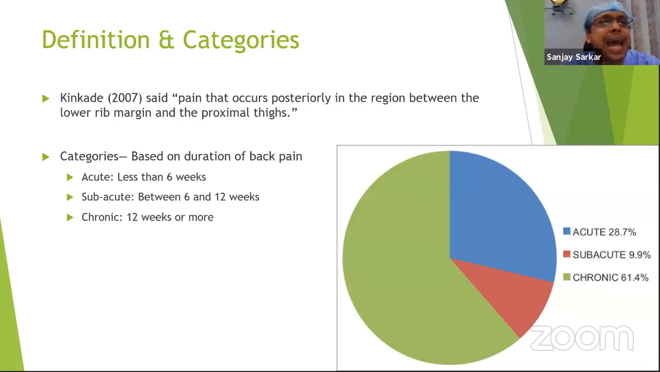All right, definition and categories. Now, you can find a bunch of low back pain definitions, but this just caught my eye. Pain that occurs posteriorly in the region between the lower rib margin and proximal thigh. I mean, think about it, low back pain, as I said earlier, to me is never a diagnosis, even though you have probably all seen that, even read it in books or journal articles. But this gives you the location of where that symptom, which is pain, occurs.